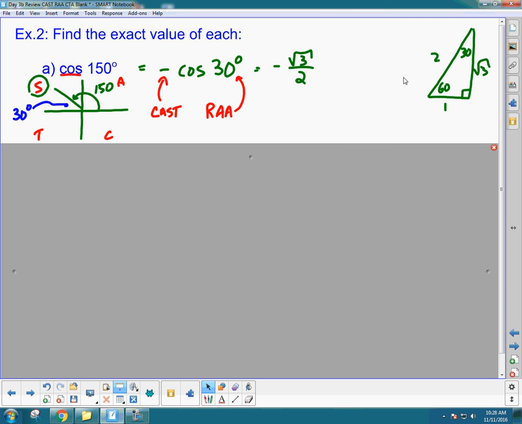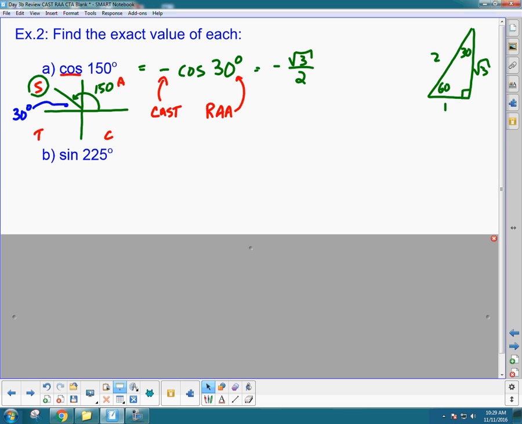So the exact value of cos 150, well, I don't know a special triangle for 150, but I can convert it to a related acute angle of 30. I know those answers will be the same, except since it's 150, I know it's in the second quadrant, and the answer will be negative. So it's negative root 3 over 2.